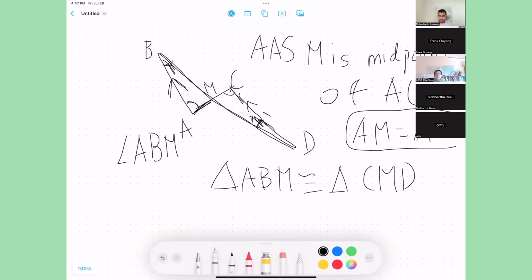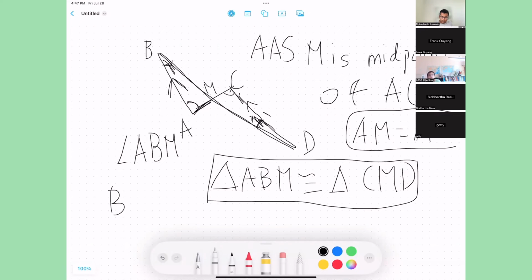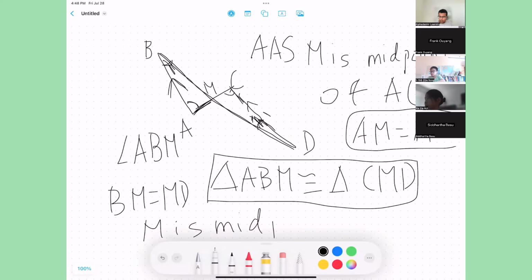These two triangles are congruent, and if these two triangles are congruent, this means that BM equals MD, since BM is the corresponding side of MD, and that automatically means that M is the midpoint of BD.